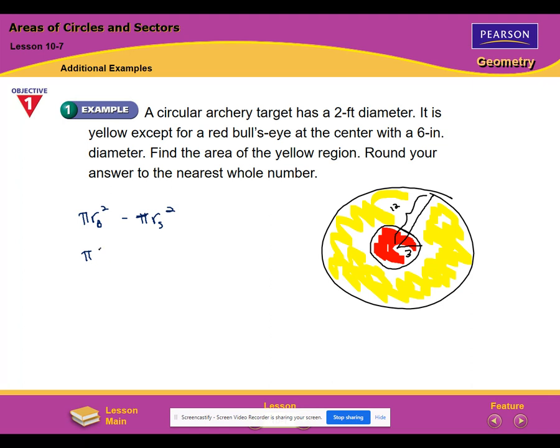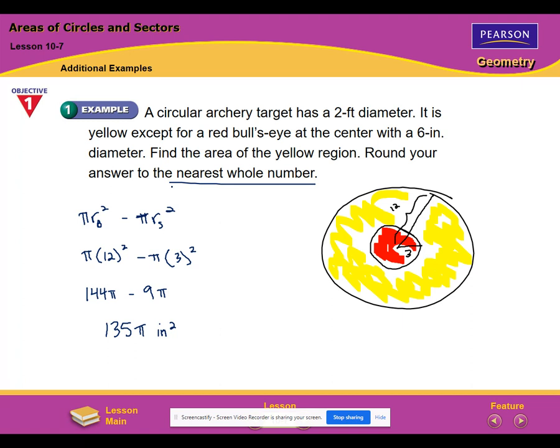Pi times 12 squared would be the area of the large circle. We're subtracting pi times 3 squared. And I can't help but show this: 144 pi minus 9 pi, which would be 135 pi. Certainly sometimes we will ask you to leave the answer in terms of pi. If that's what they wanted, the answer would be 135 pi inches squared. They didn't ask for that, though. They did say round to the nearest whole number.